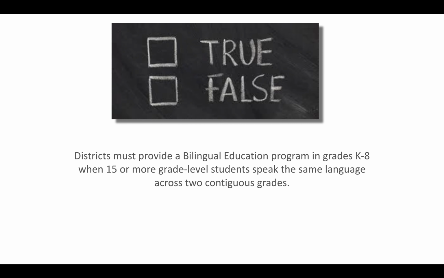True or false? Districts must provide a bilingual education program in grades K through 8 when 15 or more grade level students speak the same language across 2 contiguous grades. This is false. In New York State, under the regulations, if a district has 20 or more students in the same grade that speak the same language across the district, even collectively between their buildings, 20 or more students, the district must provide a bilingual program option to parents. They must plan for it and solicit parents' interest in the program.